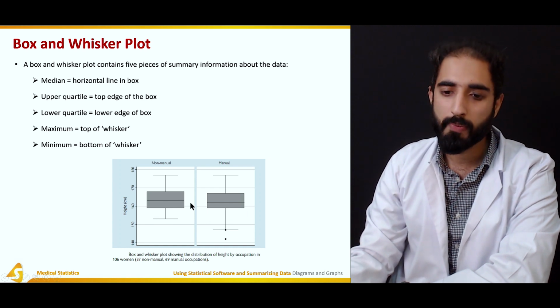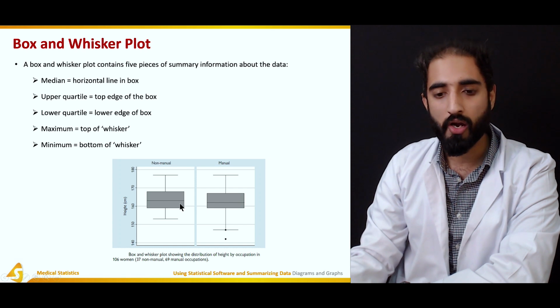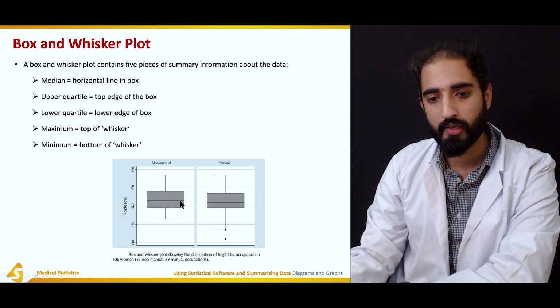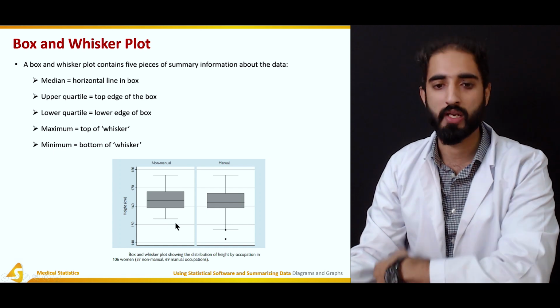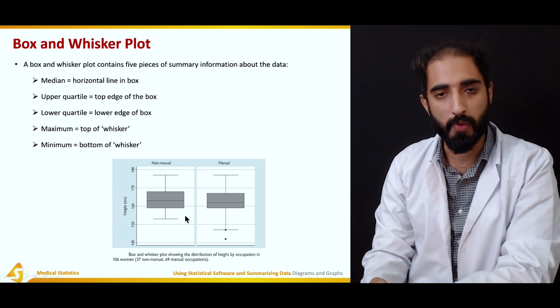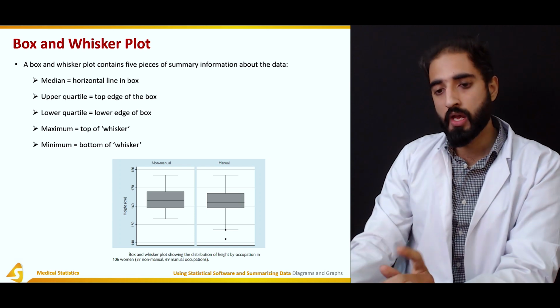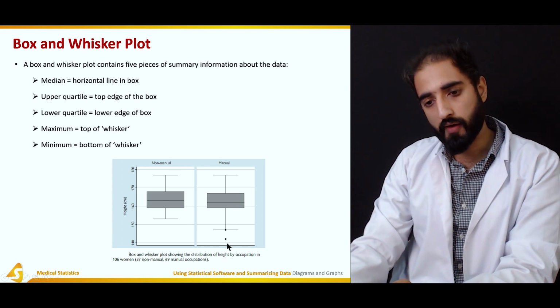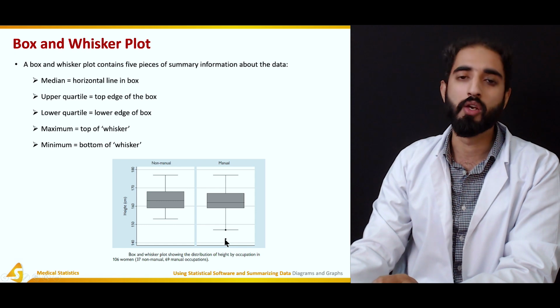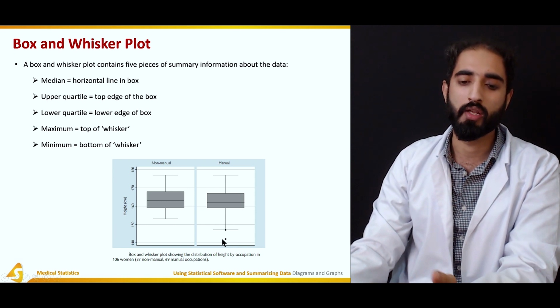So if we are comparing two groups, for example, instead of just comparing the medians, we are also able to compare the maximum value as well as the minimum value as well as the quartiles. So we are getting a lot of information from just a simple figure. Another important thing in this graph is these dots, which denote outliers. So this dot is an outlier.